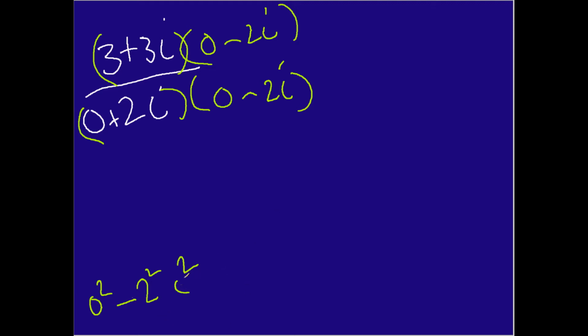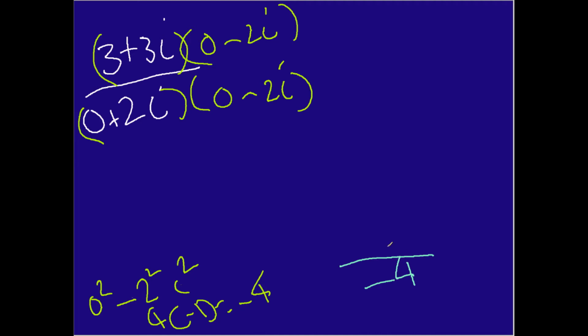But remember, this time we have the i squared. i squared equals negative 1. So 4 times negative 1 is going to equal minus 4. Therefore, our denominator is going to finish at minus 4 for now. We're not quite done yet.